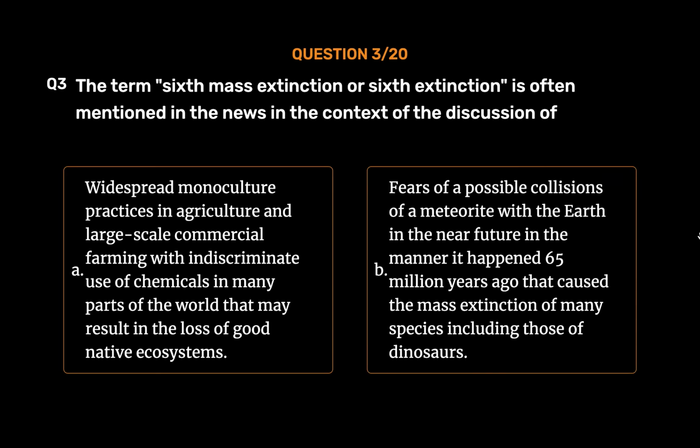Option B. Fears of a possible collision of a meteorite with the Earth in the near future in the manner it happened 65 million years ago that caused the mass extinction of many species including those of dinosaurs.